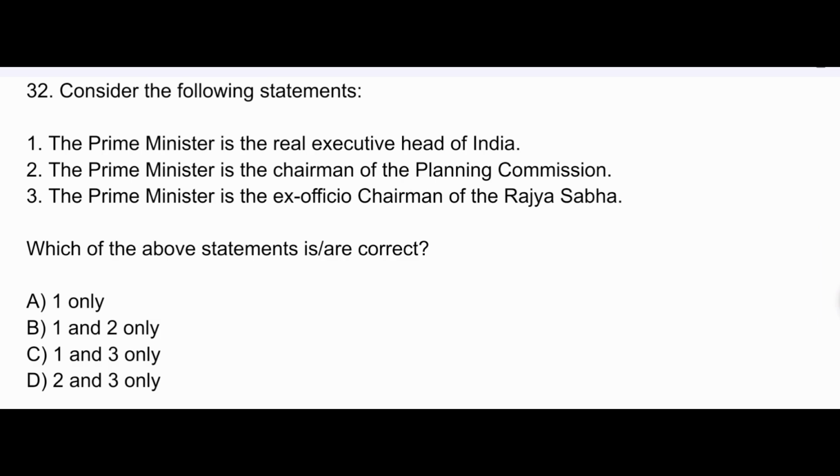Next question: consider the following statements. 1. The Prime Minister is the real executive head of India. 2. The Prime Minister is the chairman of the Planning Commission. 3. The Prime Minister is the ex officio chairman of the Rajya Sabha. Which of the above statements are correct?